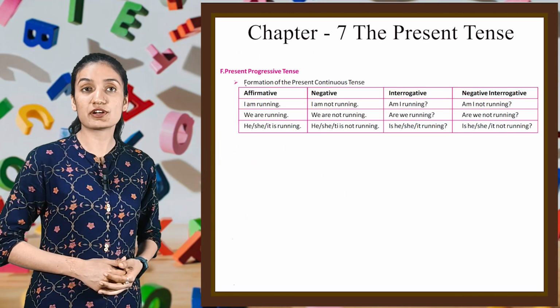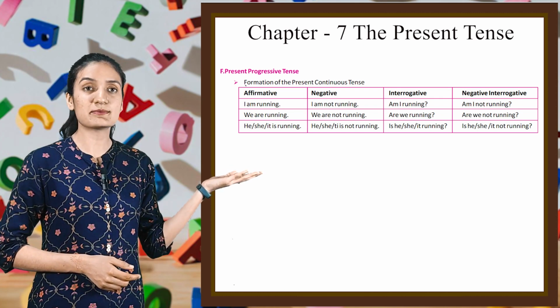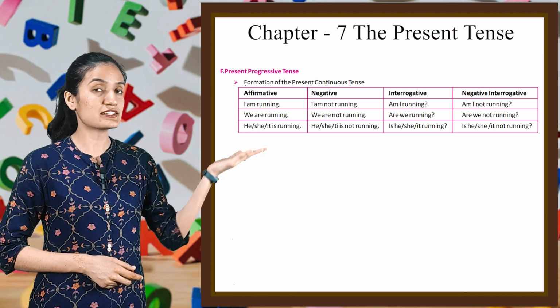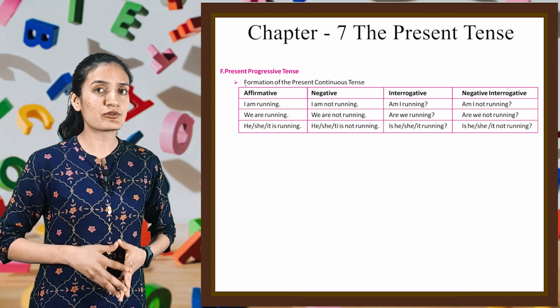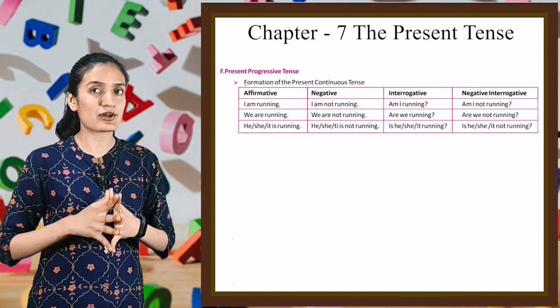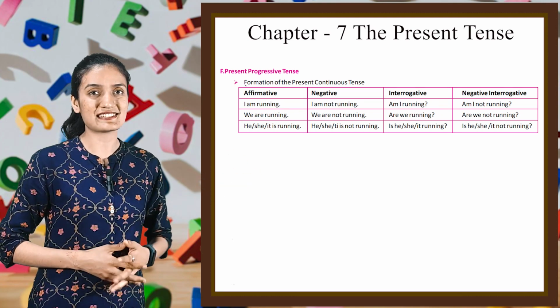Now, present progressive tense. Formation of present continuous tense. Let's see the table. Affirmative, negative, interrogative, negative interrogative. I am running. I am not running. Am I running? Am I not running? So kids, read this table and understand it.